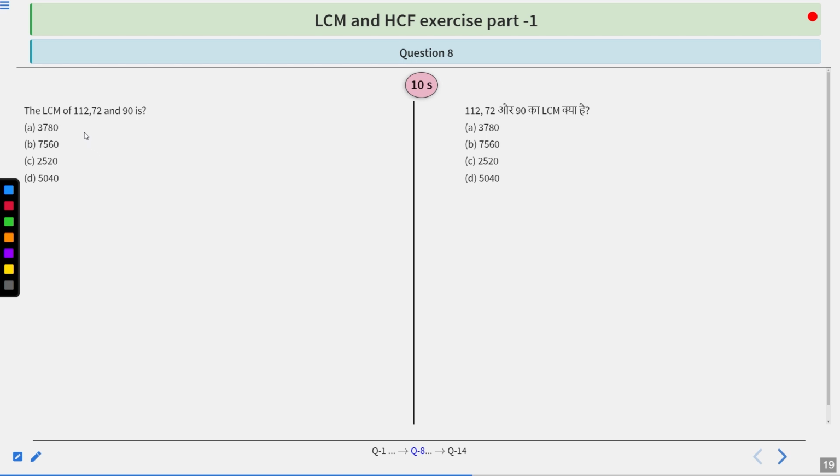LCM of 112, 72 and 90 is 3780, 7560, 2520 or 5040. These are the options.